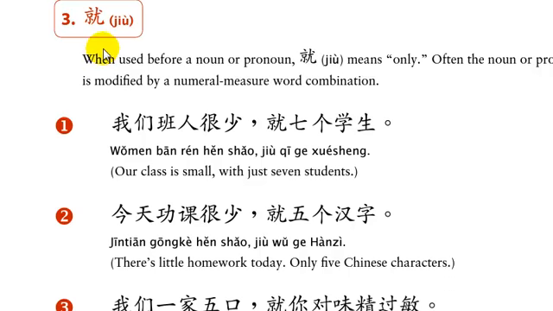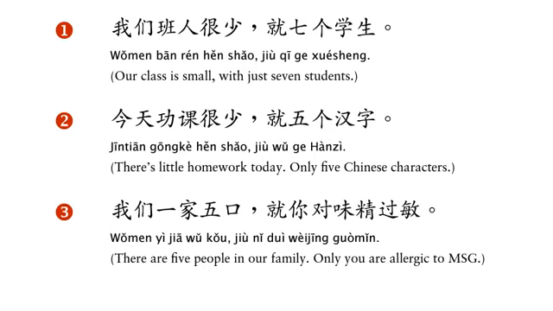All right, you saw 只 being used again in another way to mean only, right? When used before a noun or pronoun, 只 means only. Often the noun or pronoun is modified by a numeral measure word combination. So let's take a look at some of these examples here. 我们班人很少，只有7个学生. Okay, so our class is very small. There's only 7 students, so there's just 7 students. All right, 今天功课很少，只有5个汉字. Okay, so there's little homework today, only 5 characters. 只有5个汉字.